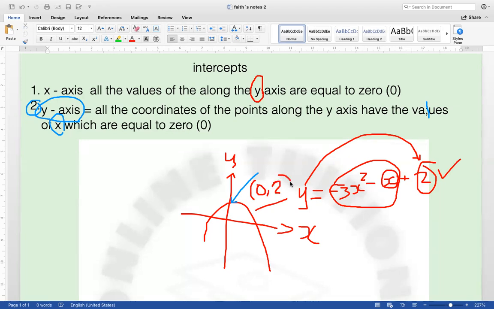So that's how we make use of the x-axis as well as the y-axis in the interpretation or in the analysis of functions.